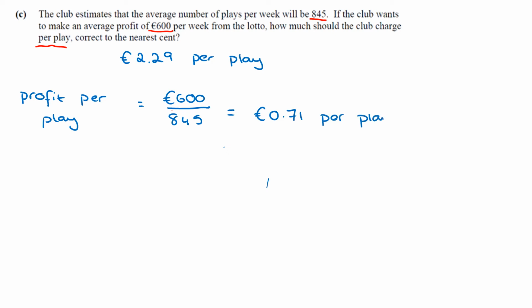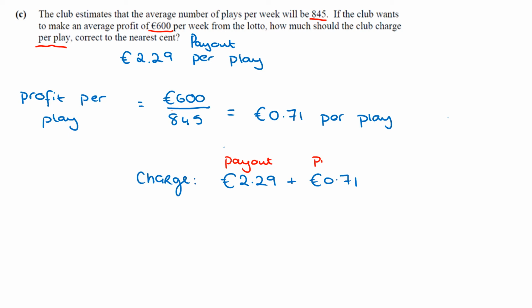So if they have to pay out, so this is the payout, so if they want to pay out €2.29 per play, plus make a profit of 71¢, what we have is they should charge €2.29 plus 0.71. So this is the payout plus the profit, and that means that they should be charging €3 per play.